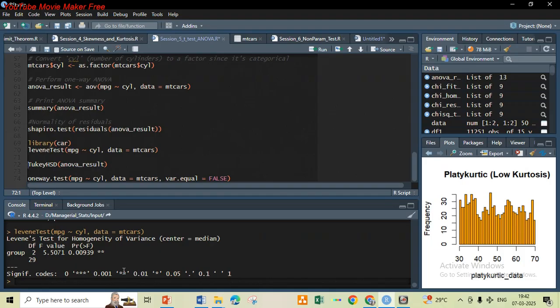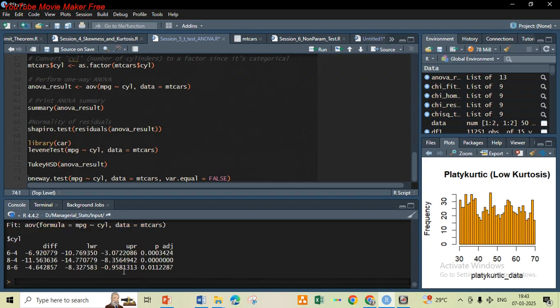So the result did tell us that there is a significant difference in the miles per gallon between the different cylinder groups. Now to know which of these are different, we could use something called a post hoc test, which is called the Tukey HSD test, or Tukey's honestly significant differences test. It will give us p-values between the different combinations of cylinders, 6-4, 8-4, and 8-6, to say among which of these groups the mileage is significantly different.